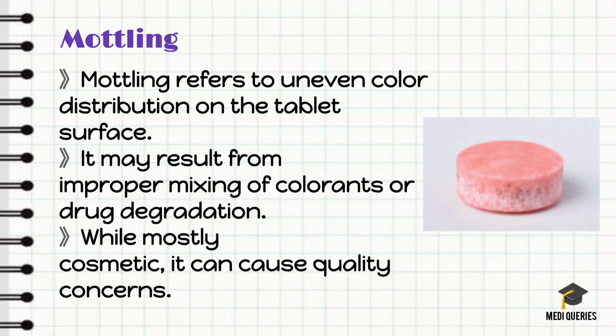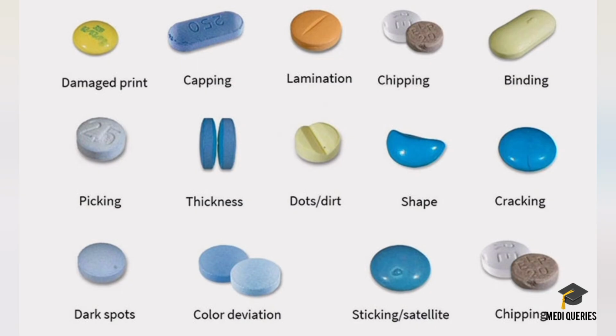So double impressions are cosmetic, but in regulated markets, even minor visual defects can fail a batch. Okay, so in summary, the tablet defects are caused by multiple factors like formulation issues, machine errors, or environmental conditions.